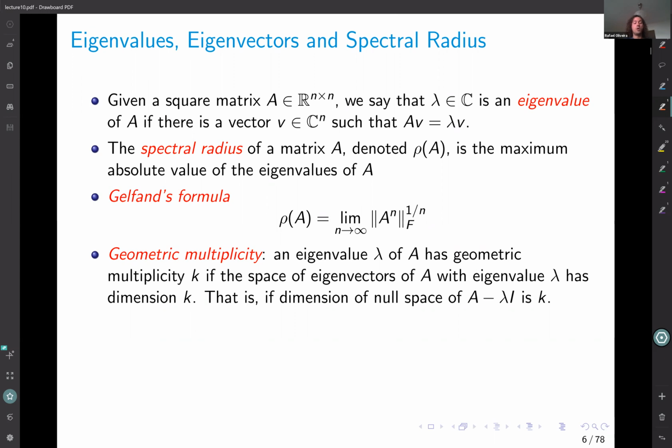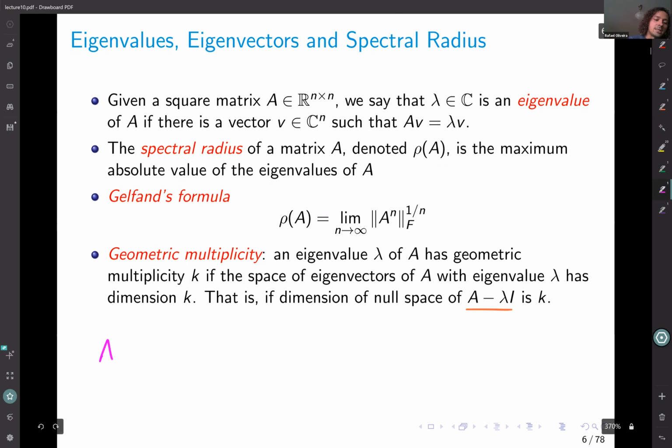Another thing that we should note is the concept of geometric multiplicity of an eigenvalue. So what is the geometric multiplicity? We say that an eigenvalue lambda of a matrix A has geometric multiplicity K if, when you take all the eigenvectors of A with eigenvalue lambda, this space has dimension K. In particular, this is equivalent to the dimension of the null space of A minus lambda I being K. Let me give a very simple example of this.